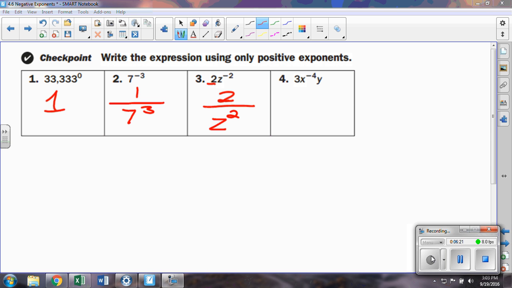For question number 4, second number, the 3x will stay in the numerator because it has a positive exponent. Since x has a negative exponent, that'll get dragged downward. And y has a positive exponent, so it stays up. We're done. The focus of this particular assignment is just learning how you can rewrite these things, how you can manipulate them and move them.